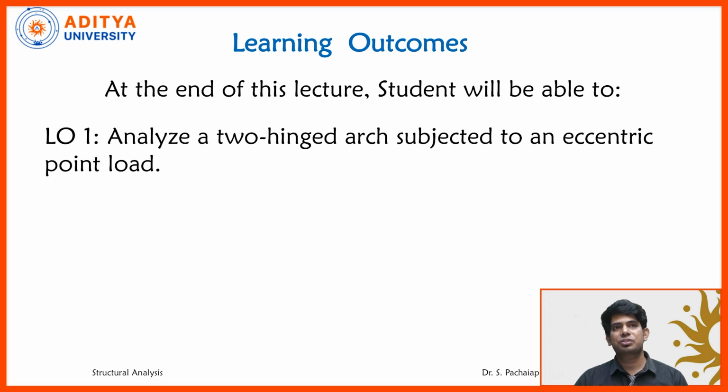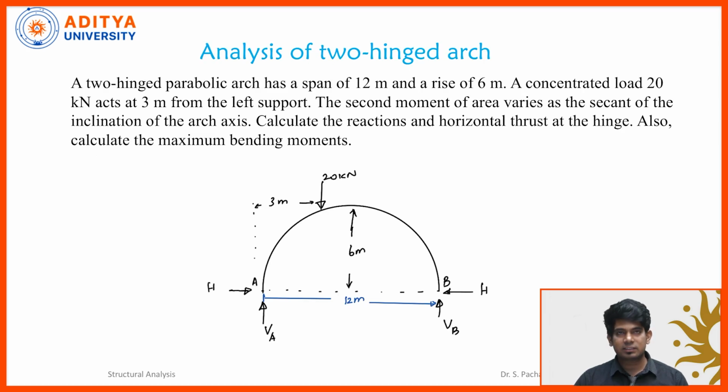At the end of the lecture, the student can analyze the two hinged arch subjected to an eccentric point load. So quickly we will discuss this problem. Like this only, in the examination also the problem will be asked. For example, a two hinged parabolic arch has a span of 12 meters and a central rise of 6 meters. A concentrated load of 20 kilonewton acts at 3 meters from the left support. The second moment of inertia varies as the secant of the inclination of the arch axis. Calculate the reactions and the horizontal thrust at the hinge. Also calculate the maximum bending moment.